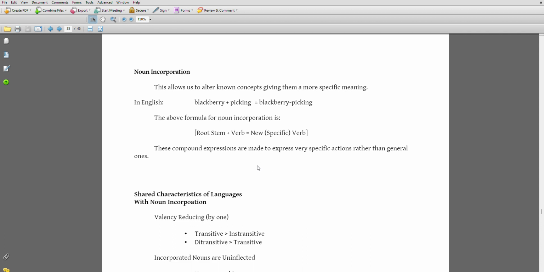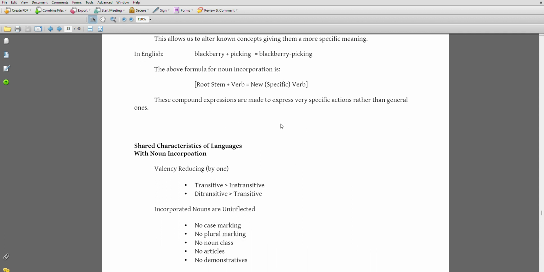Noun incorporation. This allows us to alter known concepts, giving them a more specific meaning. So in English, you have blackberry plus picking becomes the compound verb blackberry picking. The above formula for noun incorporation is root stem plus verb equals new specific verb. These compound expressions are made to express very specific actions rather than general ones.